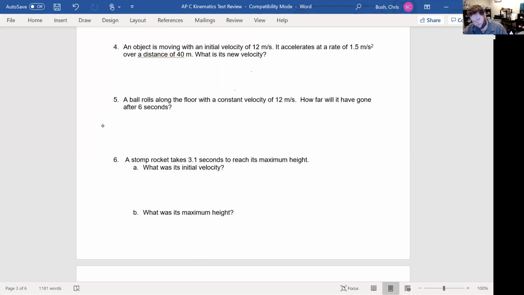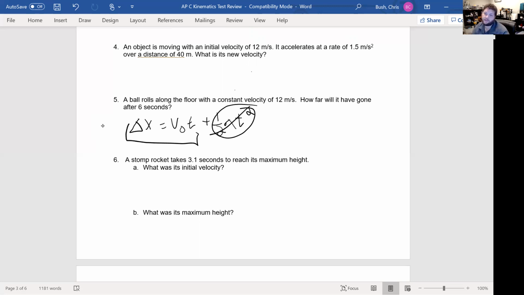All right, number 5. A ball rolls along the floor with a constant velocity of 12 meters per second. How far will it have gone after 6 seconds? So don't forget, on this equation here, delta x equals v naught t plus 1/2 at squared. If we are traveling at a constant velocity, that means that term goes away. A is 0. Anything times 0 is 0. So this here is our equation for constant velocity.